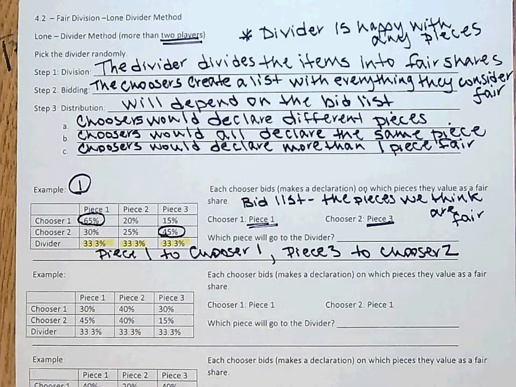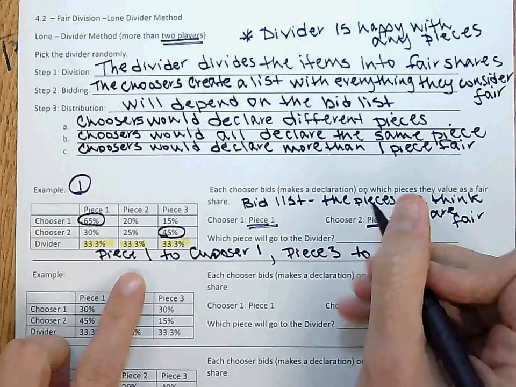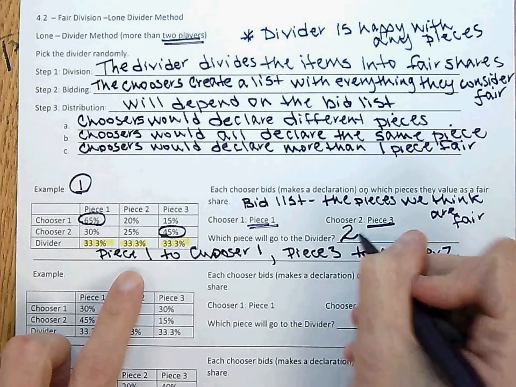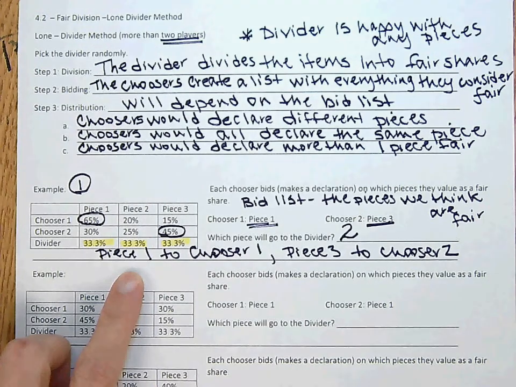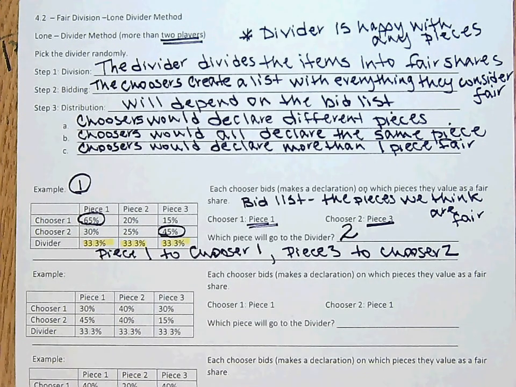Well, guess what? He's the one that divided it where he would be happy with any piece, so he would get piece 2. Nice, everybody's happy with their piece. Now, that is when everybody values a different piece. The distribution is easy, easy, easy, easy.